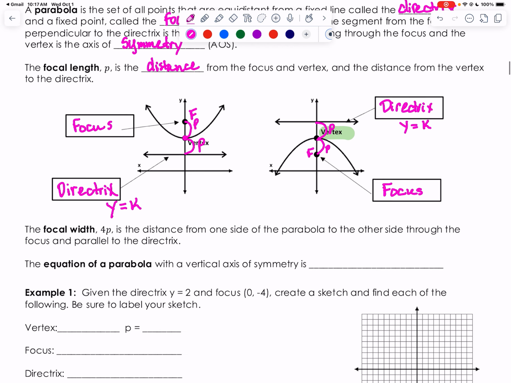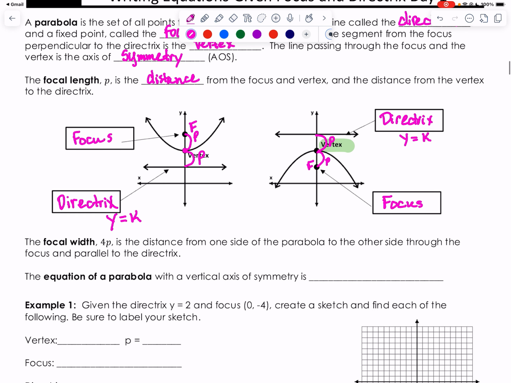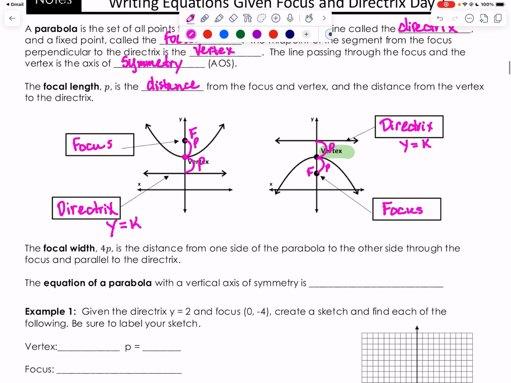The focal width is the distance from one side of the parabola to the other side through the focus and parallel to the directrix. So the focal width tells you how wide the parabola will be. So let me grab a different color here. If my focus point is right here, and I went from this side to this side, this would be my focal width. And the focal width is 4 times the value of P.